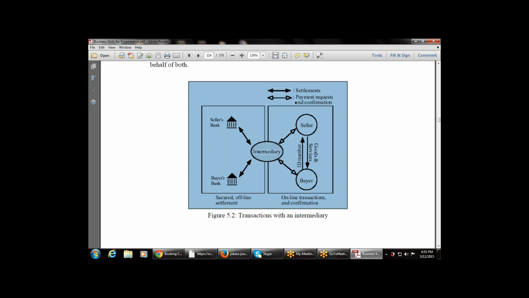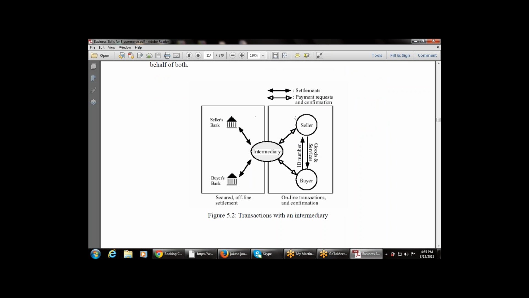So this is a payment request and settlement, this is a seller, then goods and services, that is the ID number. So the seller provides the goods and services to the buyer, and the buyer provides the ID number to the seller. There is an intermediary which acts as the intermediate between the buyer and the seller, and the intermediary also provides the relationship between the buyer's bank and the seller's bank. This is secure offline settlement. This is online settlement and confirmation.